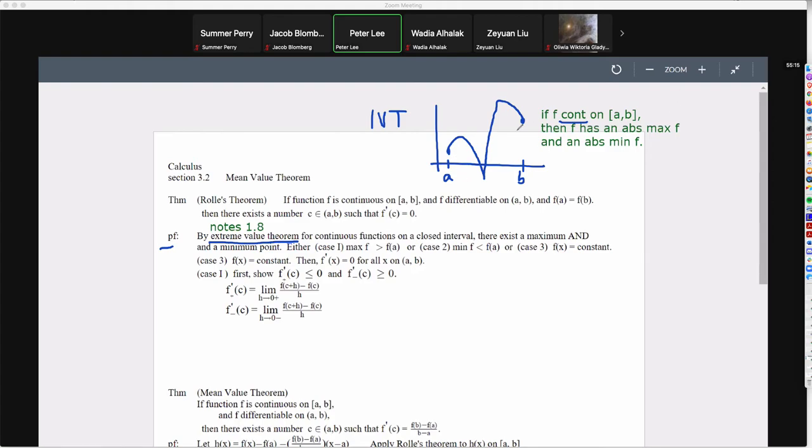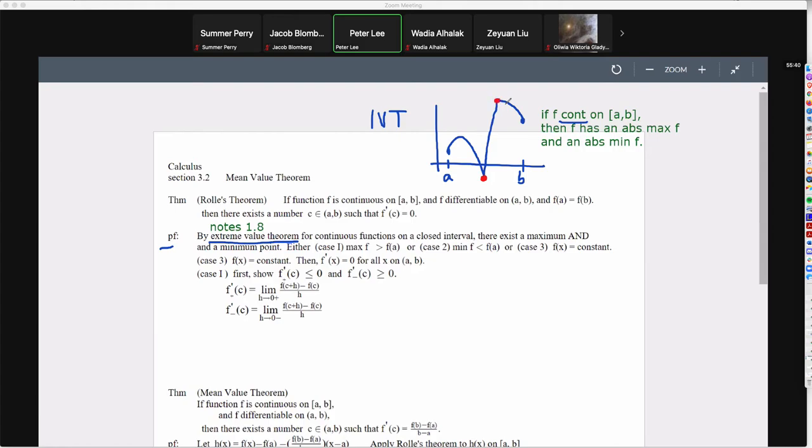So if the function is continuous on closed AB here, then there must be a max and there must be a min. And if you look at this point right here, do we have a min? Yep, we do. At that point, it turns out to be not differentiable. But here, the function does not have to be differentiable. The function is continuous. And then we have a max right here.